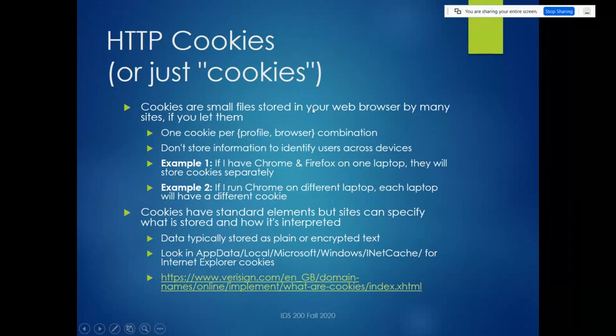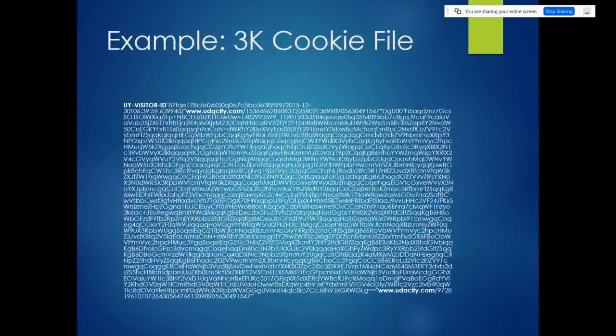Now, what are cookies? Again, small data files that store whatever information a particular site thinks is important. There are some standard elements to them, but sites can specify what is stored and how it's going to be interpreted. The data is typically going to be stored as some mix of plain and encrypted text. In many cases, cookies will have a little bit of plain text and a lot of it encrypted. If you're interested, for example, you can find where they're stored. Not that anybody uses Internet Explorer anymore, but if you did, you could look up in that folder where your stuff is and see what cookies you have from various sites.